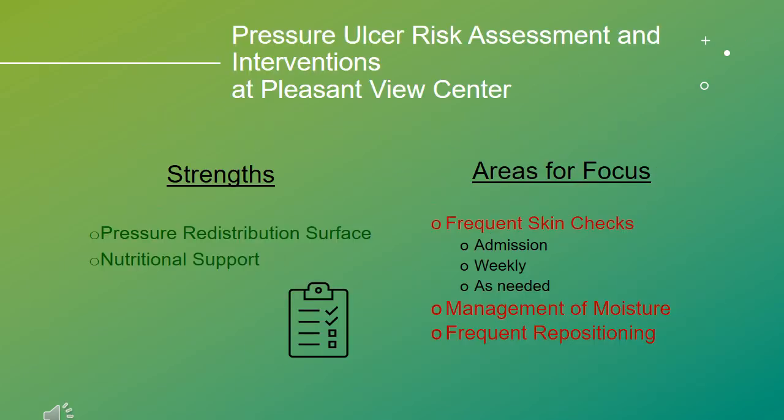Now that we have reviewed pressure ulcer risk, etiology, and classification, we can further focus on Pleasant View Center. Pressure ulcer prevalence at Pleasant View Center is 11.1% compared to 5.9% for the state average and 7.8% for the national average. The 11.1% rate is impacting the overall quality score of the center, which is currently a 2 out of 5-star rating per Medicare.